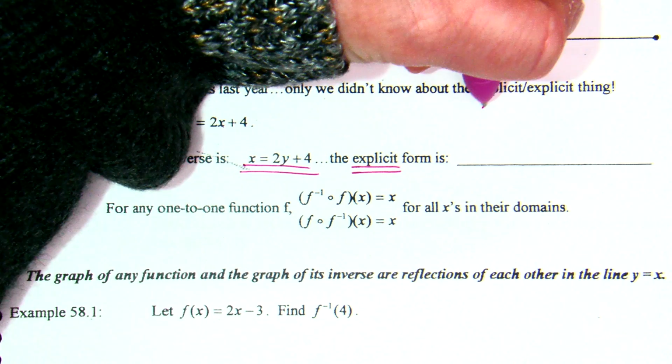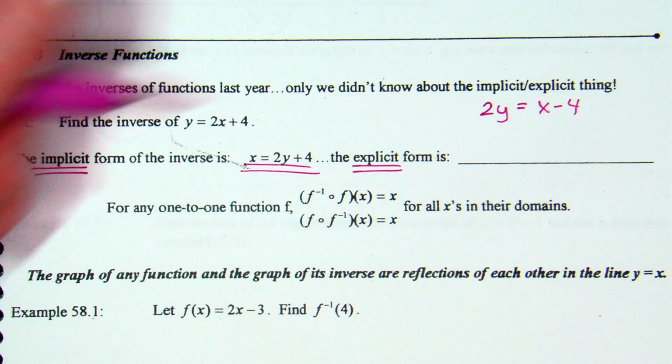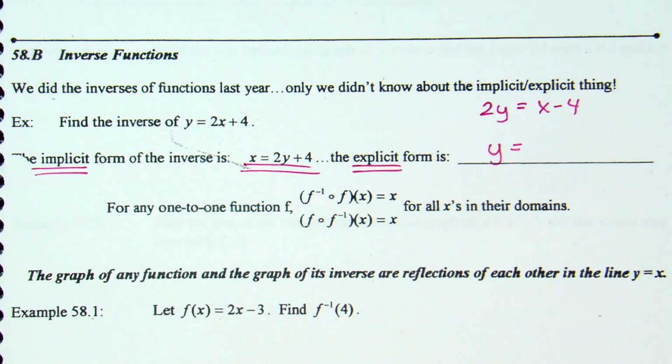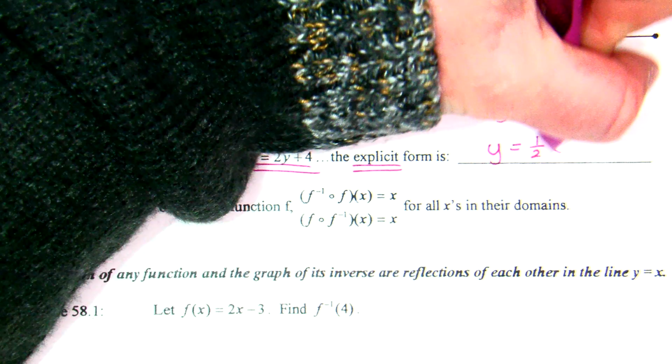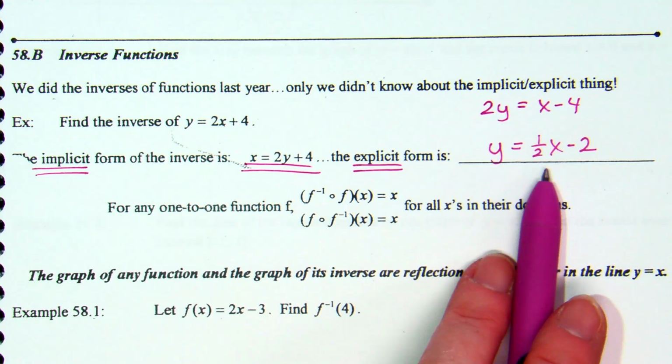Okay, subtract 4. When you subtract 4, we're going to have 2y equals x minus 4. Divide by 2, and we're going to have y equals 1/2 x minus 2 if I divide each piece by 2. And I say that just because it puts me in a nice slope-intercept form. Okay, so implicit form of the inverse, explicit form of the inverse.